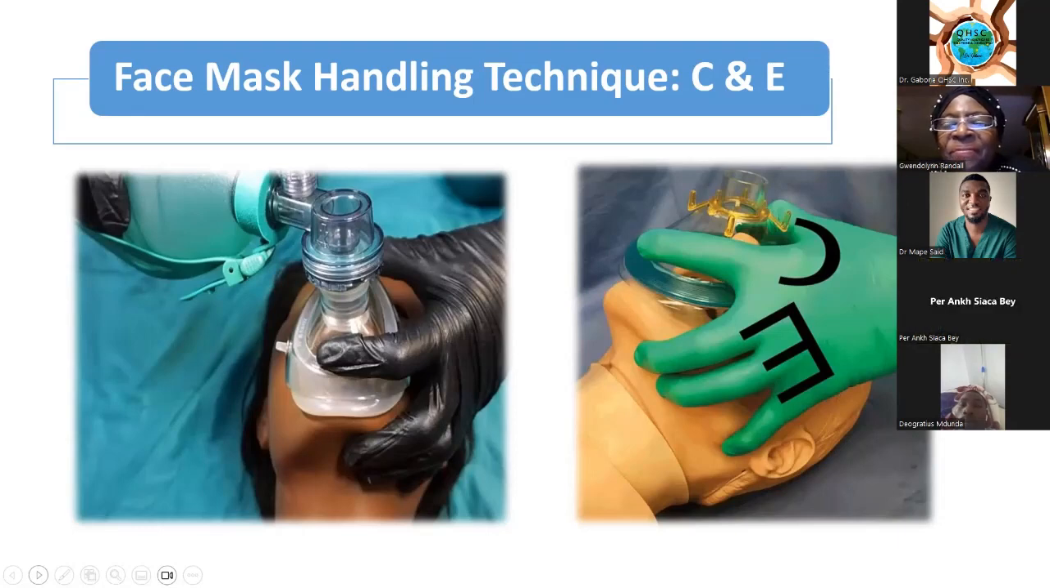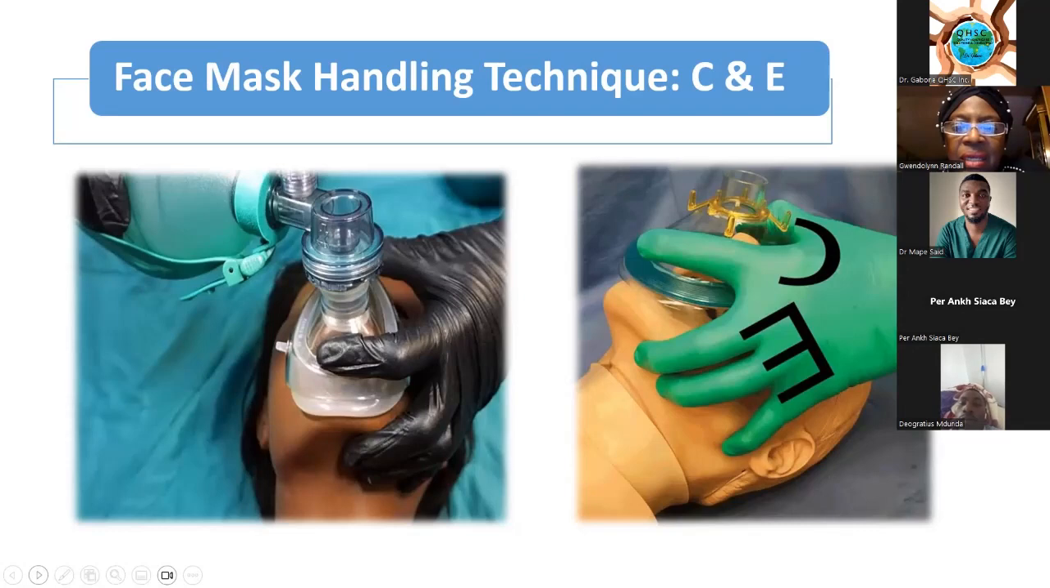Okay. I'd also say to notice the angle of the face mask and how it's placed on the face, that's also very important. Dr. Mappy is going to talk about that now.